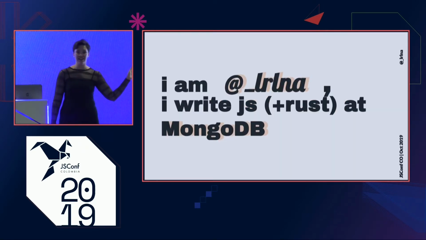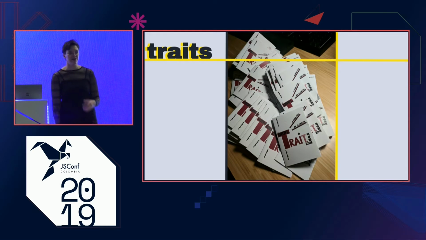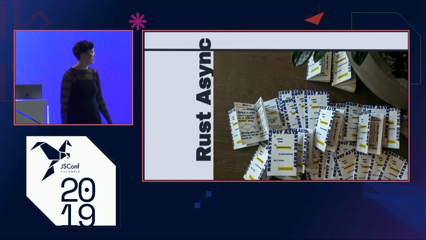So hello, I'm Irina. I write JavaScript, and I write Node, and now I write Rust at MongoDB. I make zines also. I didn't bring any with me because I forgot to print them at the office before I left, and it was a bit hectic. But I make zines, and you can find them on GitHub as well. I've made one on the event loop. I've done one on Rust traits and how those work. I've done some on how the async ecosystem works in Rust.